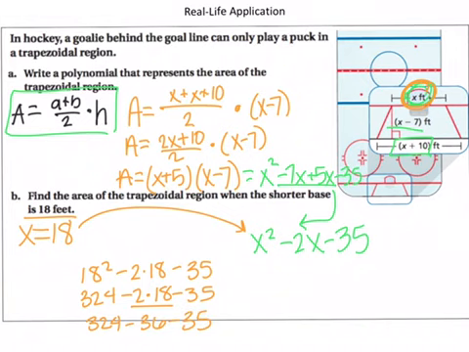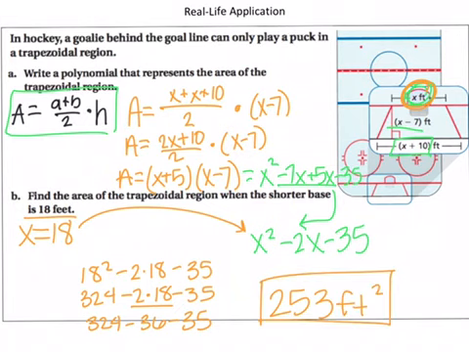And then we go ahead and simplify even more to solve and see what the actual area of this is. So as we do that, I get the final answer of 253 square feet. Remember, we label area as squared. And that's your answer.